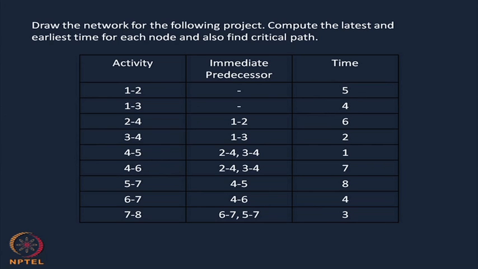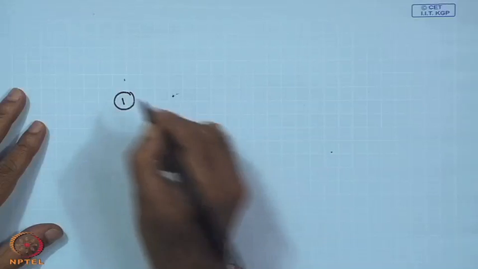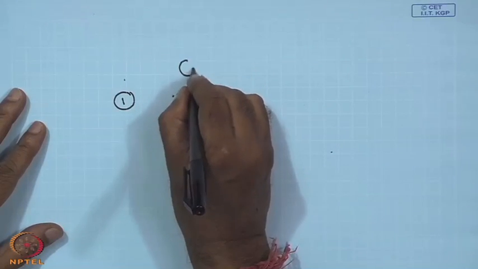Let us see this example. We want to draw the network for the following project, and also we want to compute the latest and earliest time for each of the nodes and also find the critical path. If you see the table, activities are there, immediate predecessors are there, and the time is given. Activities 1, 2 and 1, 3 have no immediate predecessor and their times are 5 and 4.